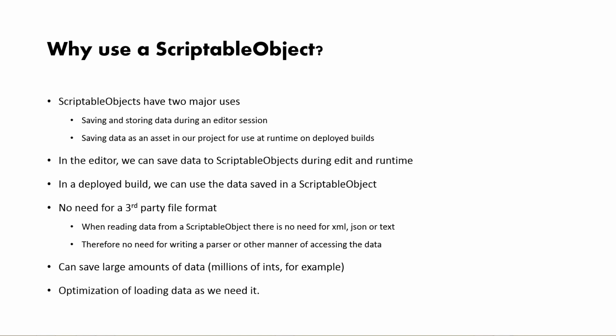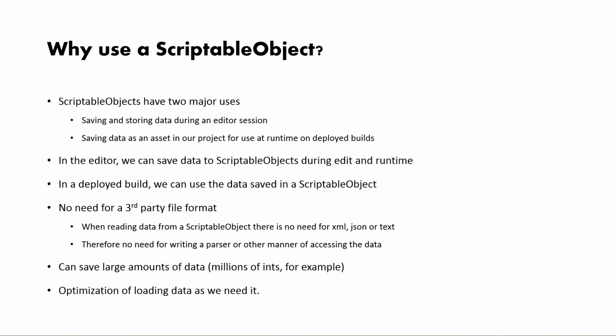So, we're not talking about saving data, and I think this is one of the things I need to be clear about in this particular episode, which is that you can save data during runtime in the editor because it is using the editor namespace and editor scripting. But on a deployed build, you can't really use scriptable objects to save data. So they aren't, at that point, replaceable units for, say, saving a game. You can't use it for saving a game at runtime. So in the editor, we can save data to scriptable objects during edit and runtime. In our deployed build, we can use the saved data in our scriptable object.